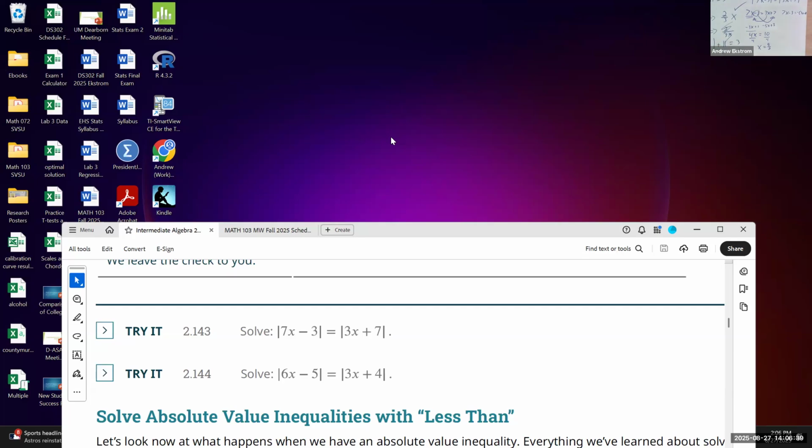Sorry about that. Try to zoom out a little bit. So we've got our first value here. Over here, first step is going to be to distribute the negativity.